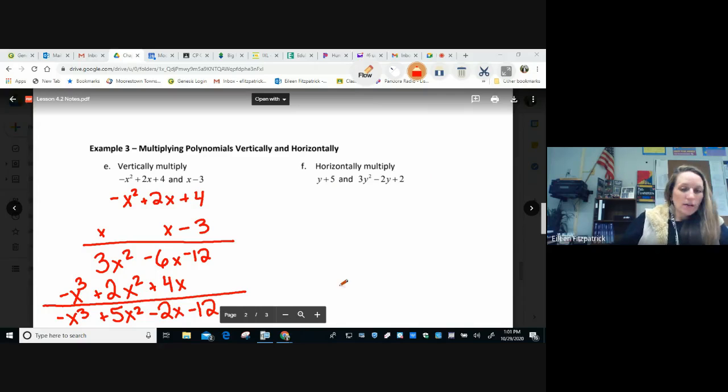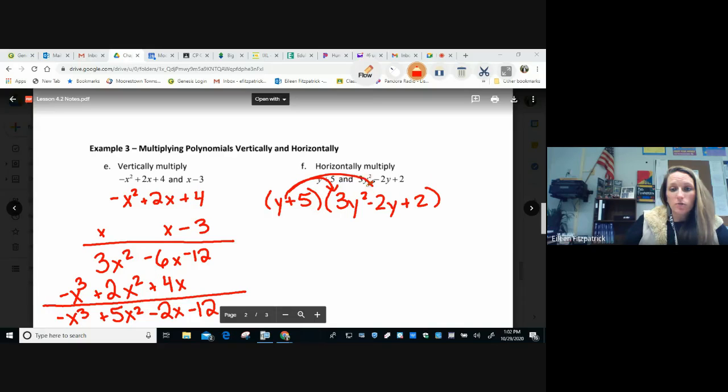All right. For the next one, horizontally, we are very used to multiplying horizontally. So we have the binomial y plus 5 times the trinomial 3y squared minus 2y plus 2. I'm going to distribute a y to all three terms. And then I'll distribute a 5 to all three terms. And then I'll combine my like terms.